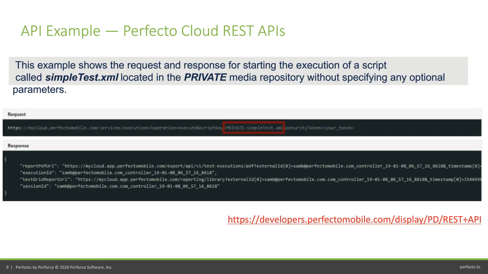But if you look at the API example, you can see that in this example, the request is to execute a simple test suite, a simple test XML file. That's the suite or representation of a suite that resides in a private media repository. We are sending in the request, obviously, the security token of the user, and this is an example of how a response would look like from the Perfecto cloud. So this is just one example from a real-life implementation, actually, of the Perfecto cloud, just to bring everything a bit closer to reality.